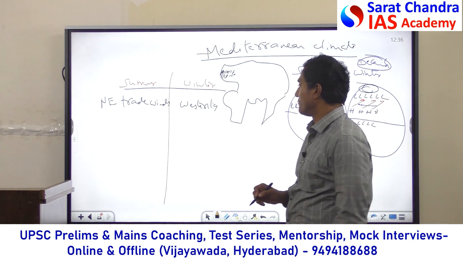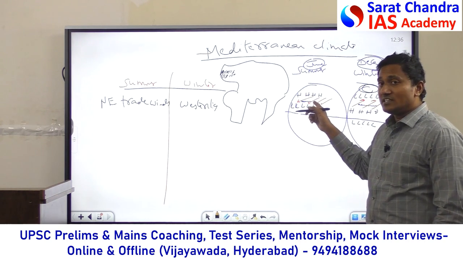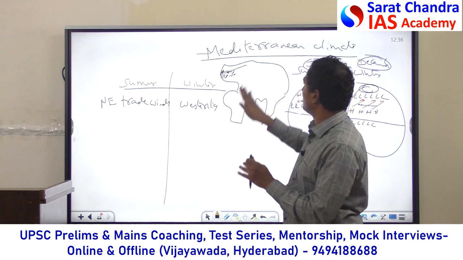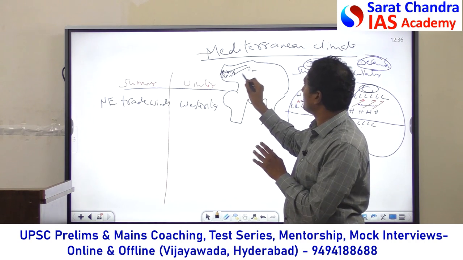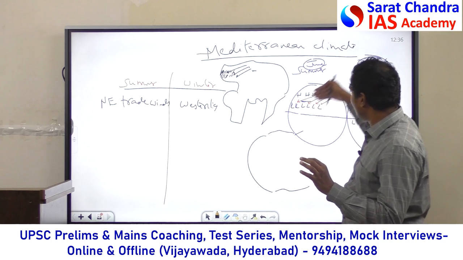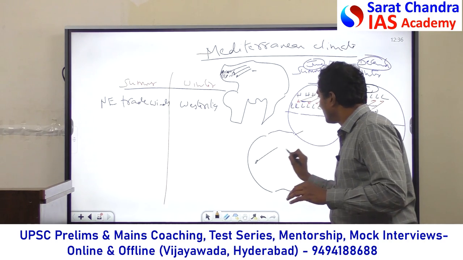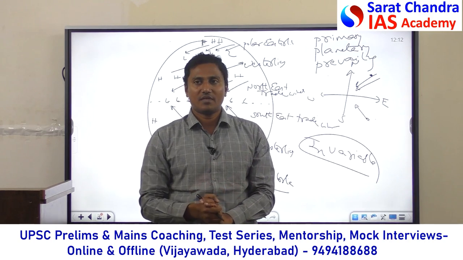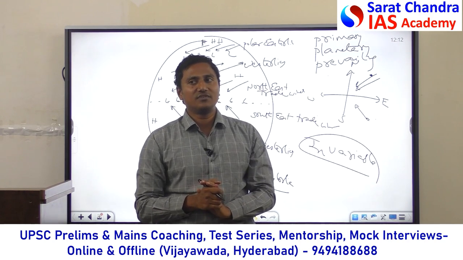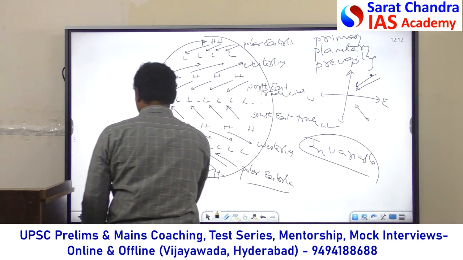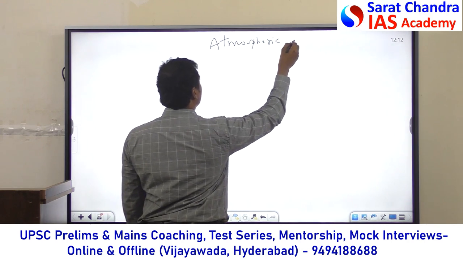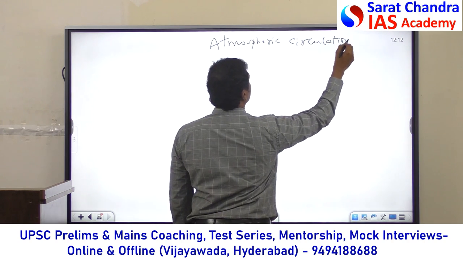In summer, northeast trade winds, okay? Now tell me, the northeast trade winds are there, no? For example, see, northeast trade winds come like this. This is land, this is Europe. Northeastern trade winds come from where? They come from the land. See here. This is a very important diagram. Based on this diagram, I'm going to explain a very important concept called atmospheric circulation. I'll come to that.